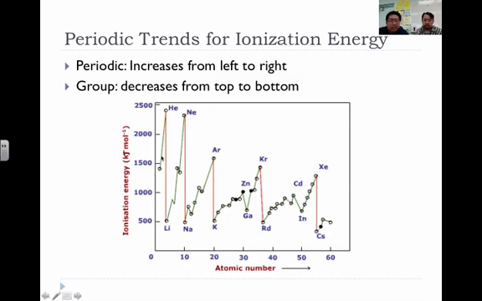The group trend, as it decreases from top to bottom, shouldn't be too surprising given the electron shielding stuff we talked about earlier with atomic radius.